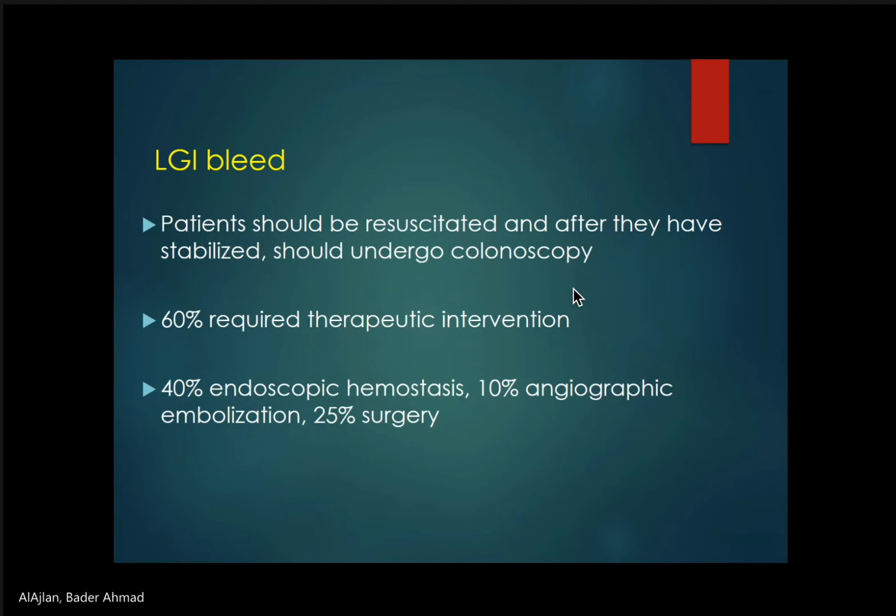Usually our effort is to resuscitate them and prepare them for colonoscopies. 60% of them require therapeutic interventions. In 40%, endoscopic hemostasis is achieved, and some of them are controlled with IR. 10% are controlled by the IR, and 25% might need surgical intervention.